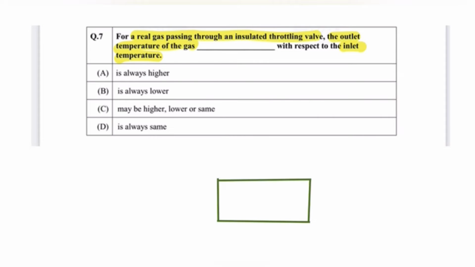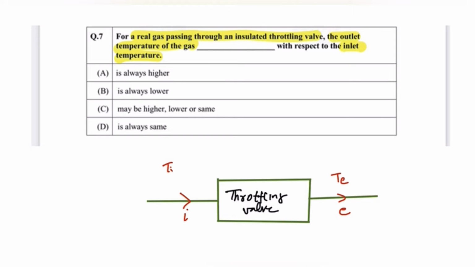So now let us suppose this is a throttling valve, and this is state 1 or inlet state, and this is the exit state. Suppose the temperature at the inlet is Ti and the temperature at the exit is Te. Now the question is, this is an insulated valve.